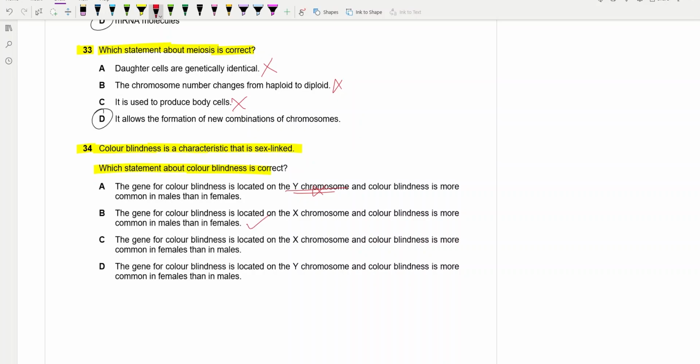Option C says the gene for color blindness is located on the X chromosome, and color blindness is more common in females than in males. So it is more common in males than in females. Option C is wrong. Option D, the gene for color blindness is located on Y chromosomes, which is wrong, and color blindness is more common in females than in males, which is also wrong. So the correct option would be option B.